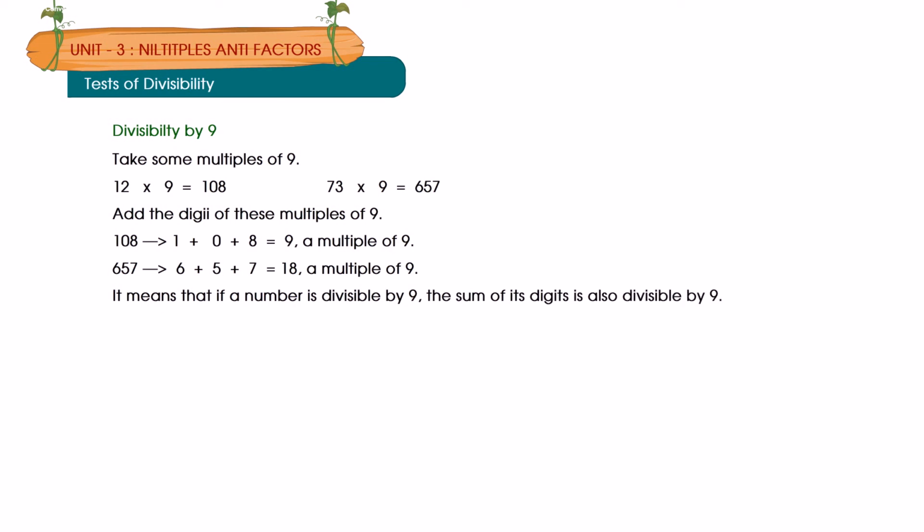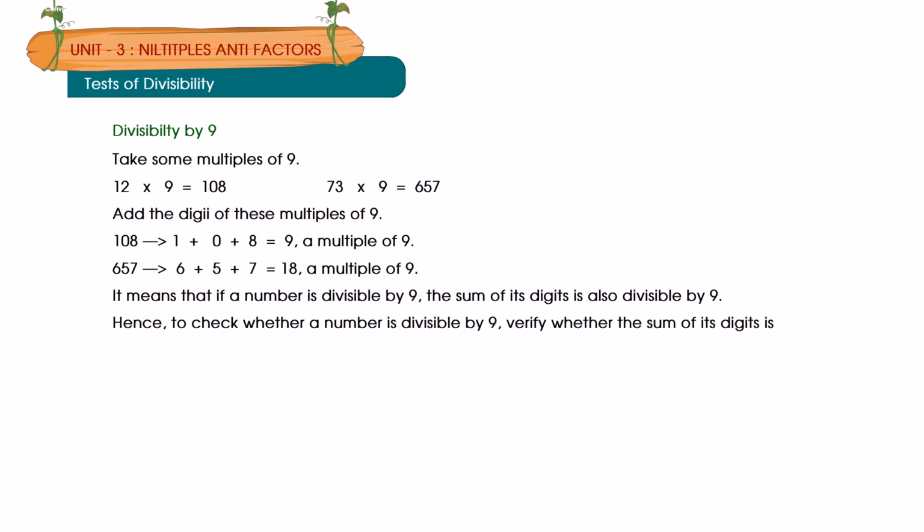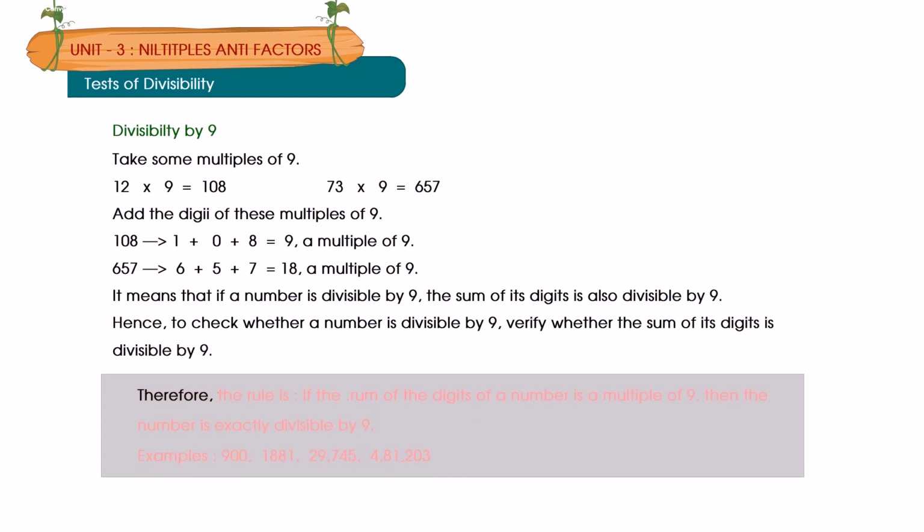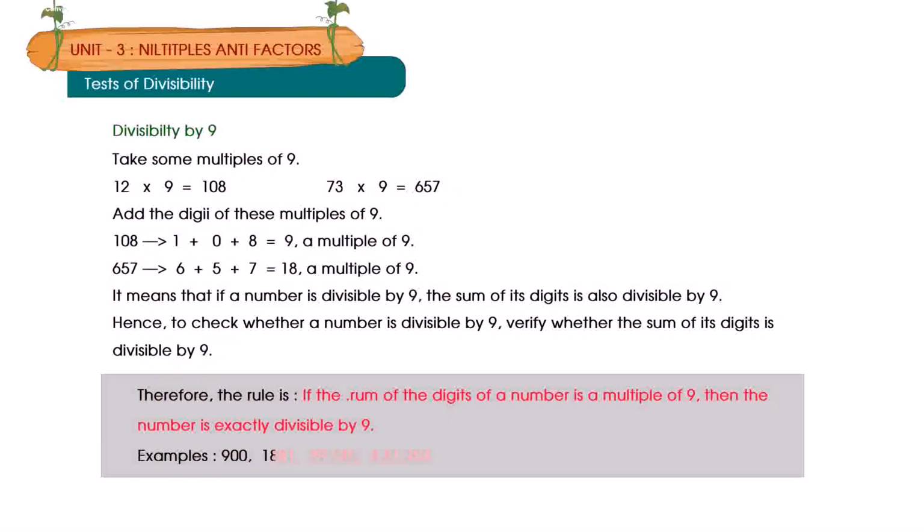Hence, to check whether a number is divisible by 9, verify whether the sum of its digits is divisible by 9. Therefore, the rule is: if the sum of the digits of a number is a multiple of 9, then the number is exactly divisible by 9. Examples: 900, 1881, 29,745, 4,81,203.